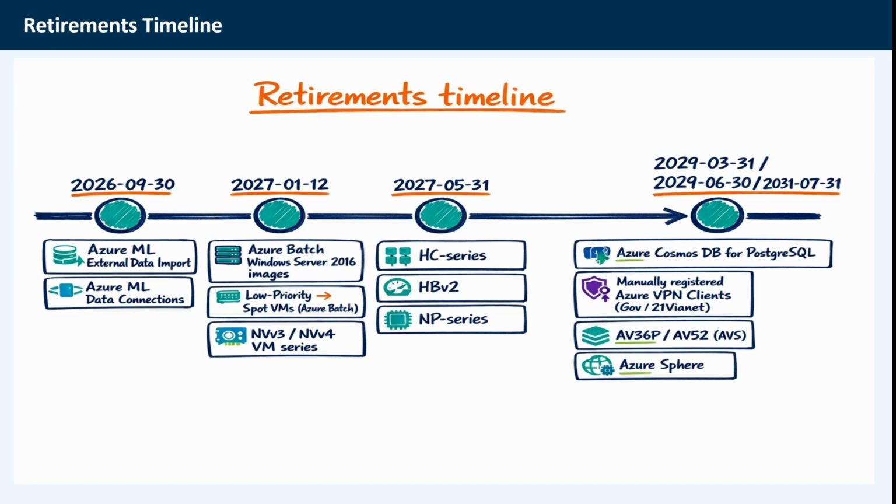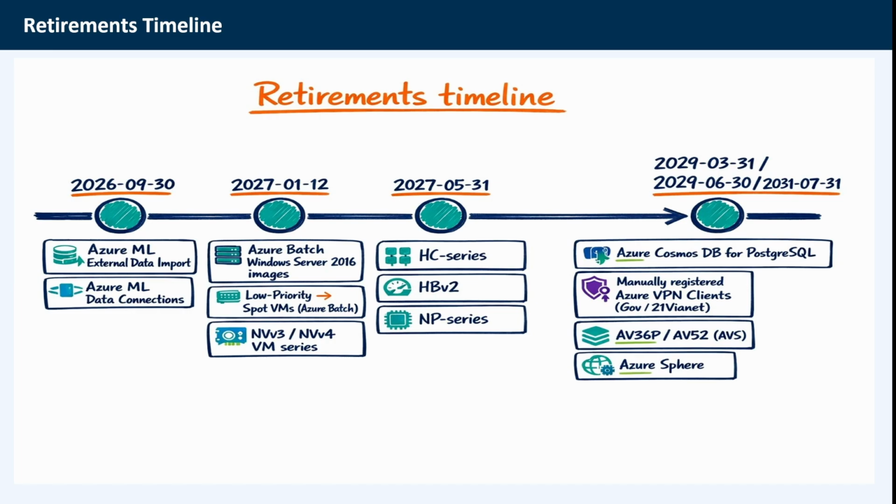Azure VMware Solution AV36P and AV52 nodes retire in June 2029, so track node type dependencies. And Azure Sphere retires on July 31, which is far out, but for IoT life cycles, that's still something to plan for. And then a few cleanup retirements to note.